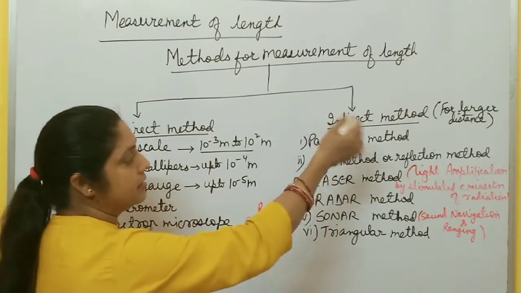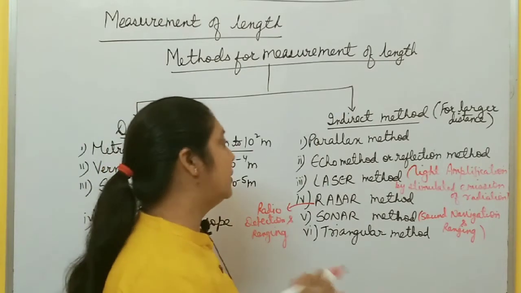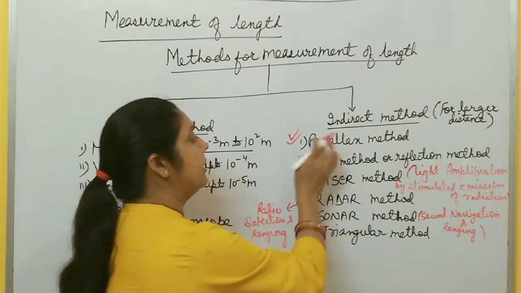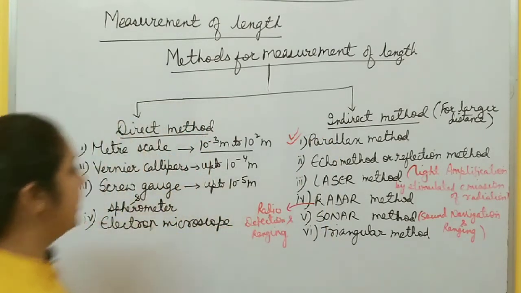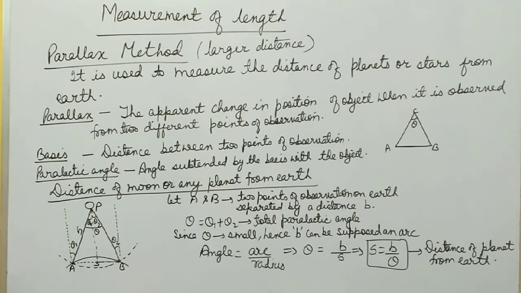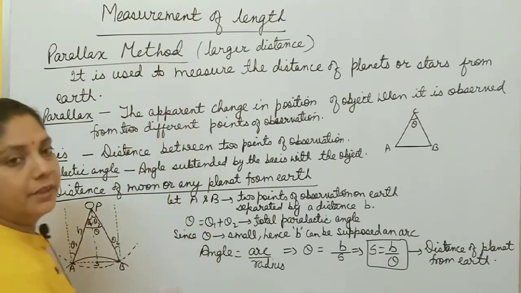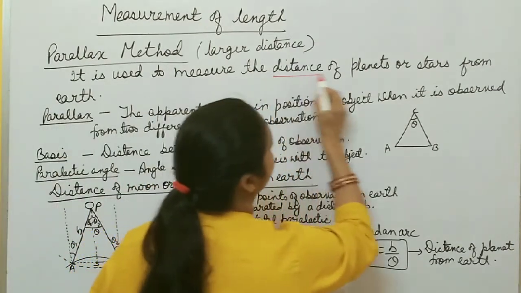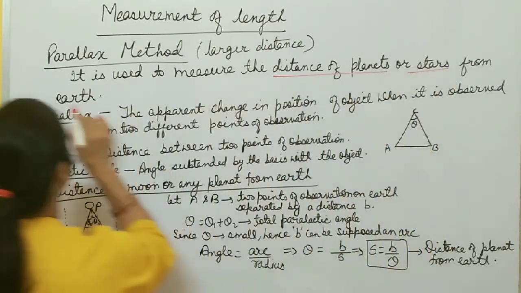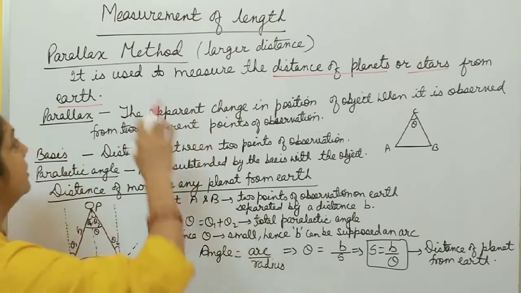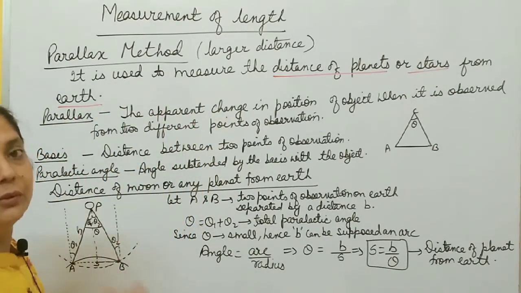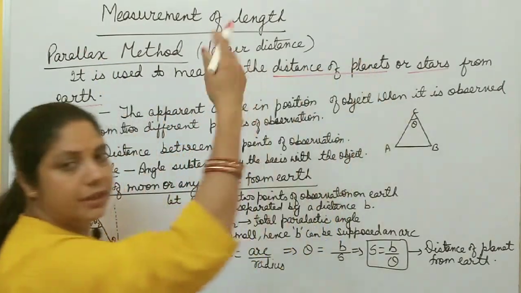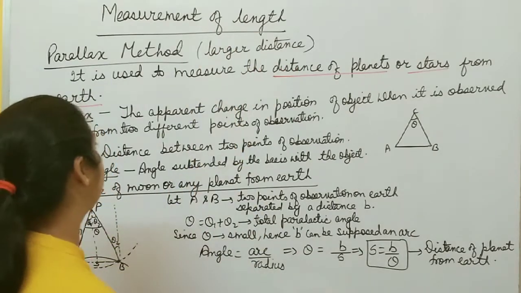So there are different methods for larger distance, but in your syllabus only parallax method is there. So you have to study in detail about this parallax method. First you take a screenshot of this. Now I am going to discuss this parallax method in detail. This method is used to measure distance of planets or stars from the Earth, which is a very large distance. So this parallax method is an indirect method to measure larger distance, and it is especially used to measure distance of planets or any astronomical bodies from the Earth.